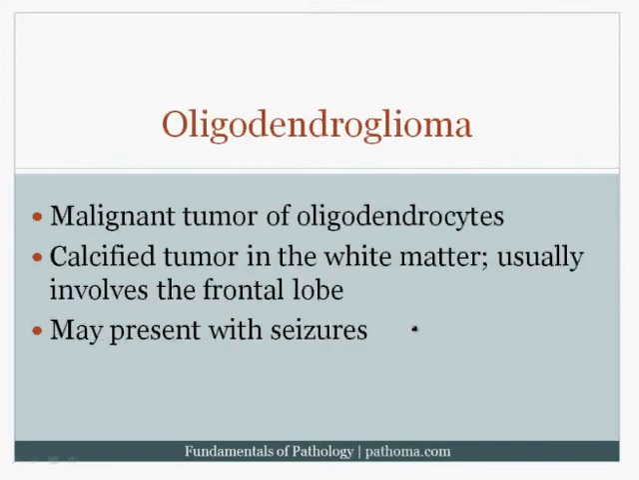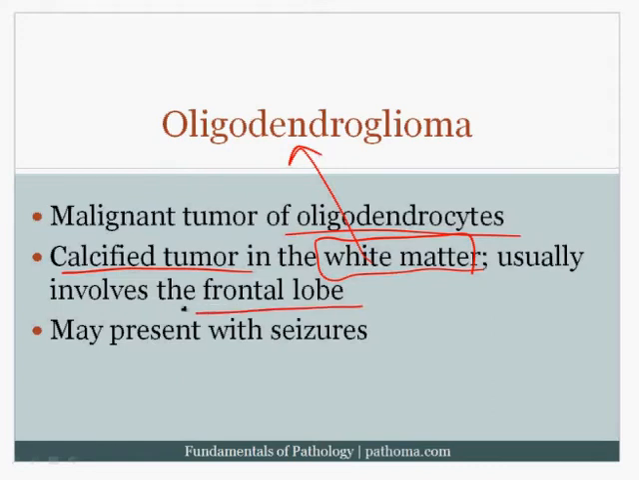Oligodendrogliomas are malignant tumors of oligodendrocytes. The most important association here is that you get a calcified tumor in the white matter. Of course, it's the white matter because that's where the oligodendrocytes are. They myelinate the axons, producing the color of the white matter, and it usually involves the frontal lobe presenting with seizures. And so all of this is high yield. Calcified tumor in the frontal lobe, arising in the white matter, and presenting with seizures.